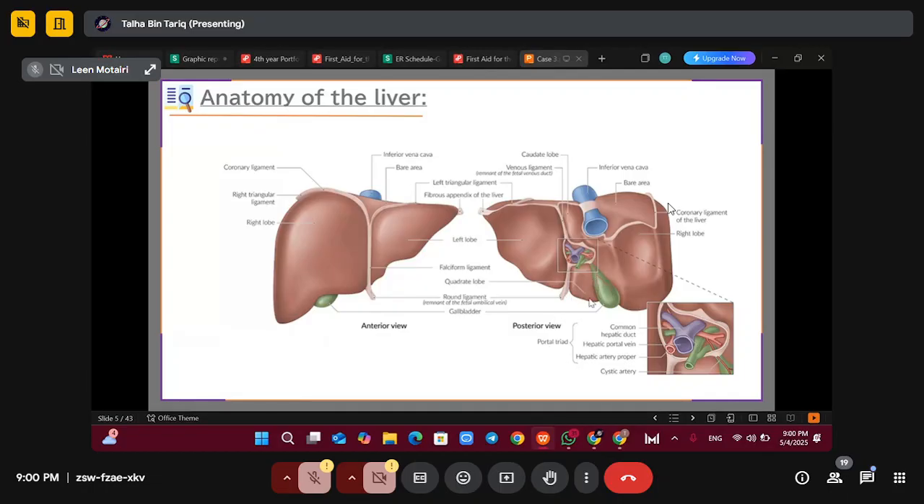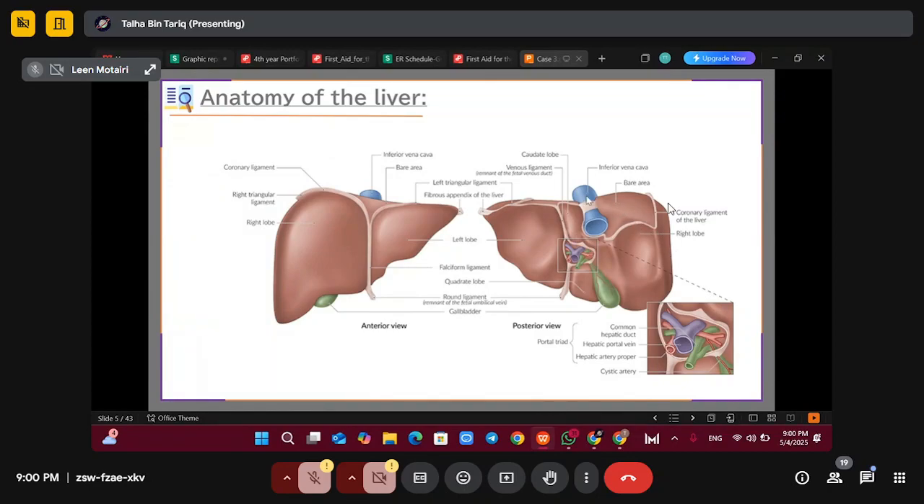Now in this picture, you can also appreciate the ligaments, the falciform ligament. Then you can see the quadrate lobe, which is the inferior one. The superior one is the caudate lobe. The caudate lobe is also referred to as segment number 1 in the Couinaud classification, and it's posteriorly present. We will discuss those segments.